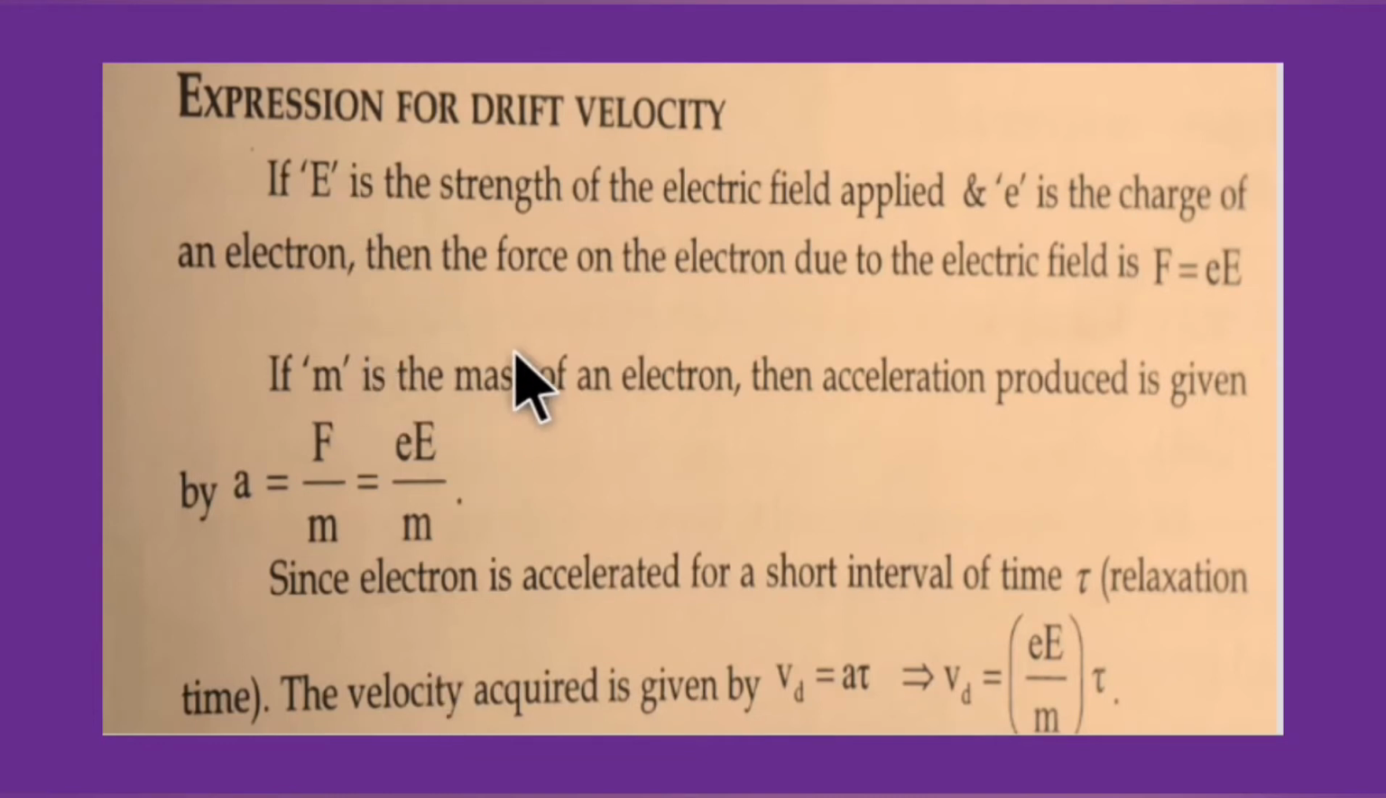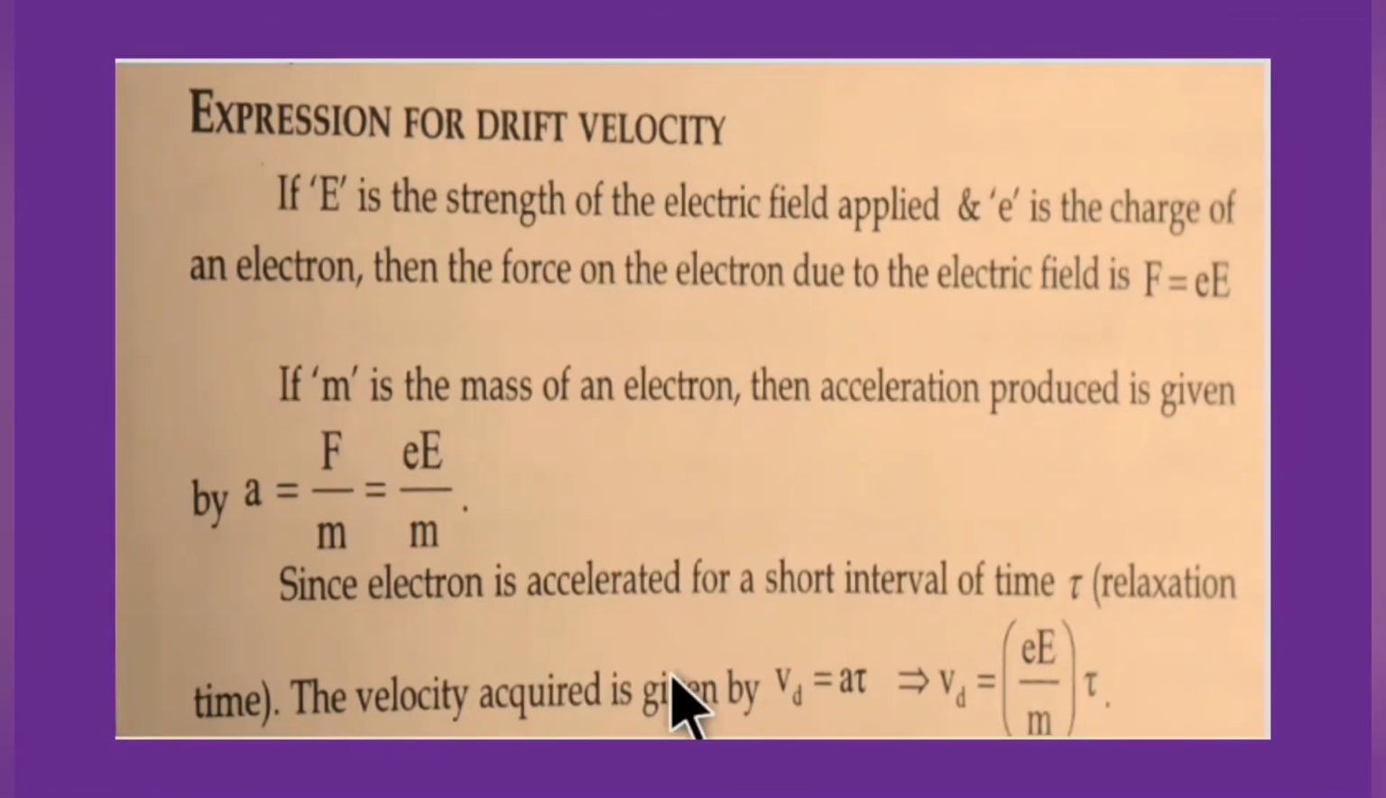If m is the mass of an electron, then the acceleration is given by Newton's second law, F = ma, force equals mass into acceleration. Make a the subject of the formula: a = F/m. Substitute the value of force here: a = eE/m.